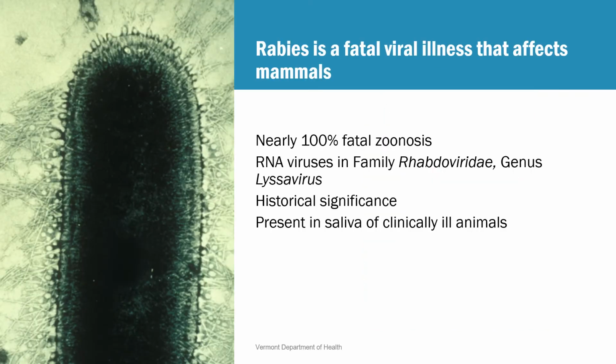So rabies is a fatal viral disease that affects humans and other mammals. Survival is rare. There are less than 10 documented cases of human survival from clinical rabies. It is caused by a group of RNA viruses in the family Rhabdoviridae, genus Lyssavirus. Rabies is historically significant and much feared prior to the development of control measures that we have today.